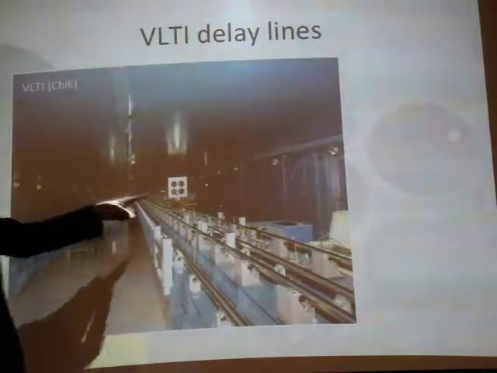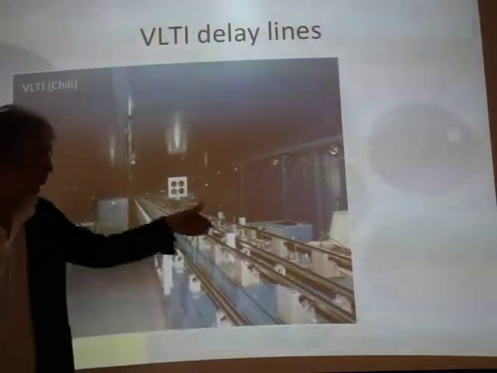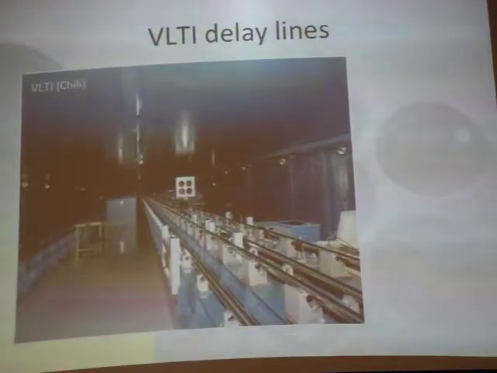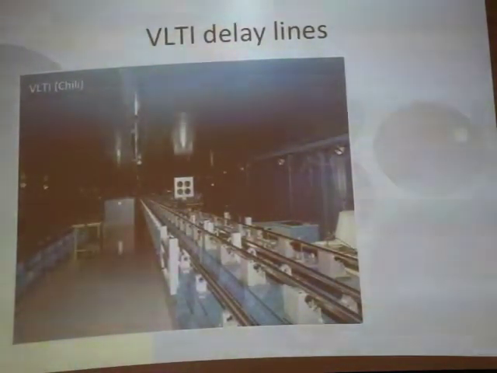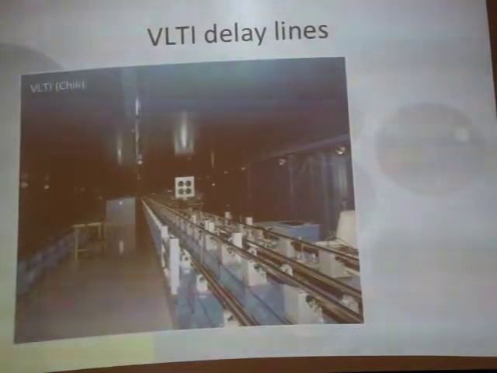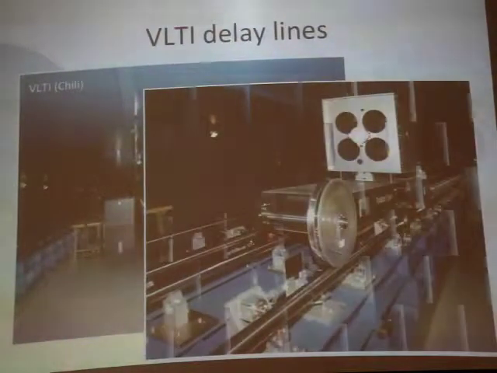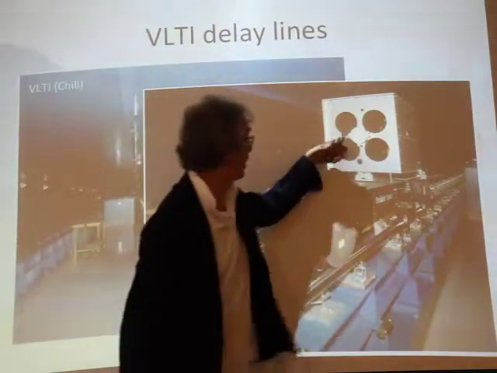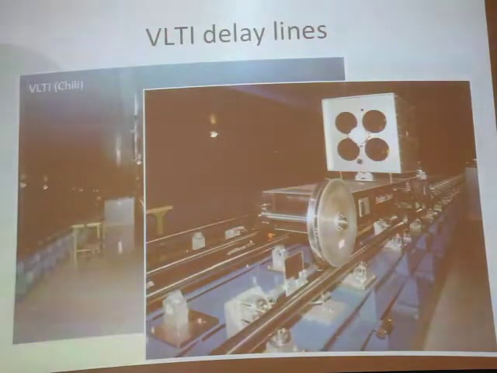So you see, these are mirrors, which are just moving on some rails with a very, very accurate velocity, because the difference in the path lengths of the two beams can never be larger than 1 or 2 microns. So the telescopes are moving, the delay lines are moving, and still you know that the path length difference is smaller than typically 2 microns. Yeah, these are the mirrors. So the beam goes in one and then comes back through the other one.